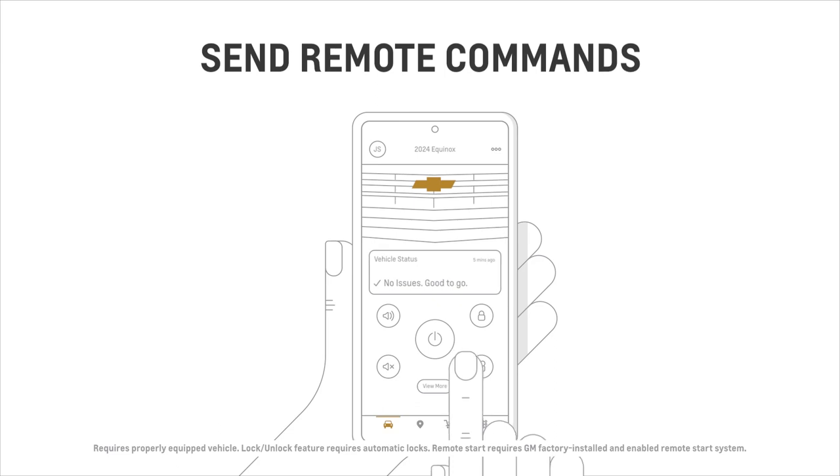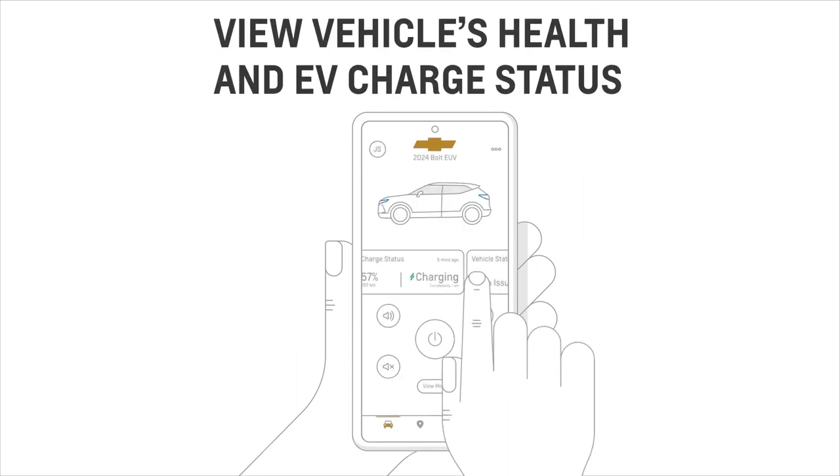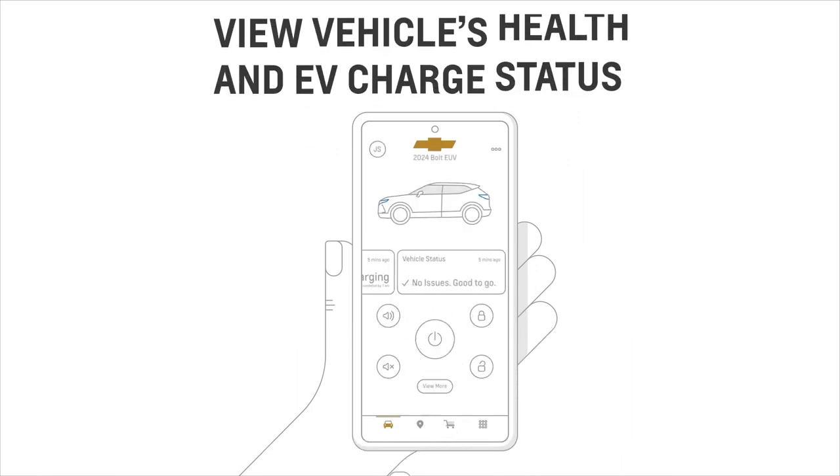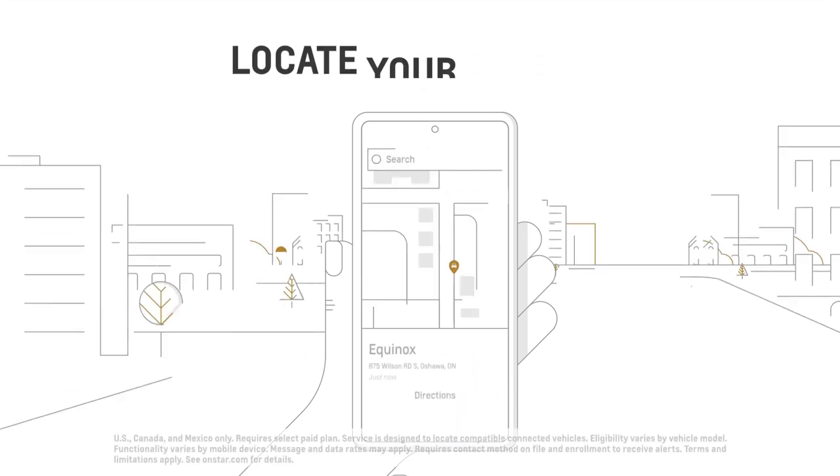Now that you're signed in, you can send remote commands like starting or unlocking your car, view your vehicle's health and EV charge status at a glance, find dealerships near you, or locate where your car is parked.